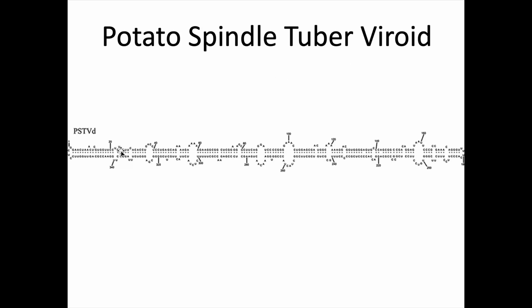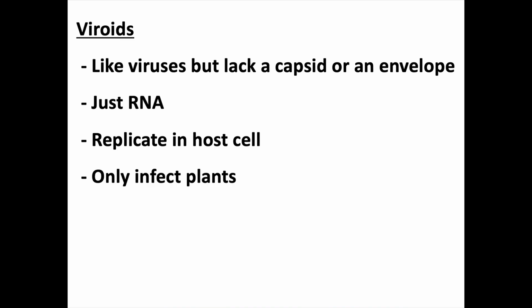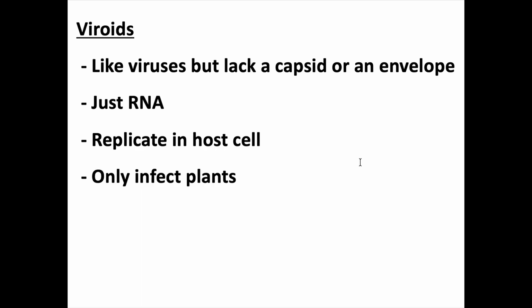Yes. Here's a sequence of RNA that is the potato spindle tuber viroid. Again, it's not much to look at because it's just a sequence of C, G, G, A, C, U. It's just a sequence of RNA. But despite not having a capsid or an envelope, it's still able to cause disease. These are potatoes that are all messed up with potato spindle tuber viroid. It's still able to do all the things that a virus does. So it's just RNA, and they replicate in the host cell just like a virus does. And the only viroids that we know of infect plants. There are no known viroids that infect humans or any animal at all. But potato spindle tuber viroid is probably the most famous of these. But yeah, you should know what a viroid is, and you should know that it only infects plants.